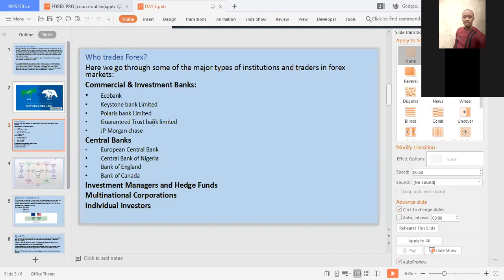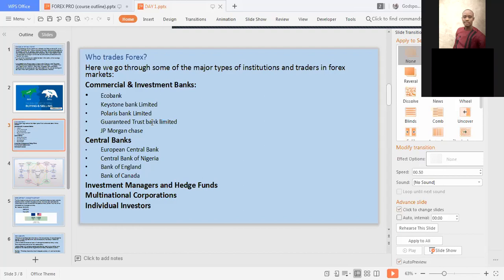The major bodies that trade Forex are the central banks, commercial banks, banks of national corporations, then individual investors. Let me start. Central banks are the major body of Forex. They are the strongest players in the market. And that's why, look at it so closely. What kind of banks are we looking at? European Central Bank, Central Bank of Nigeria, Bank of England, Bank of Canada, Bank of Japan, Bank of America, and so on. There are many of them.